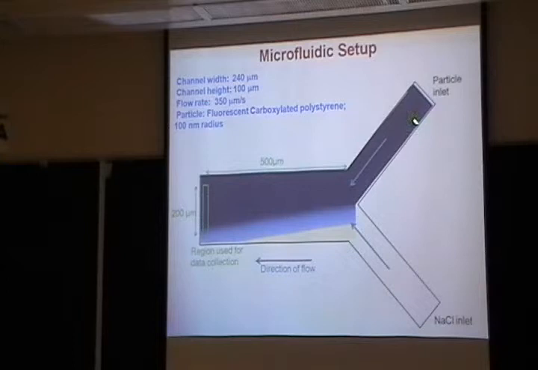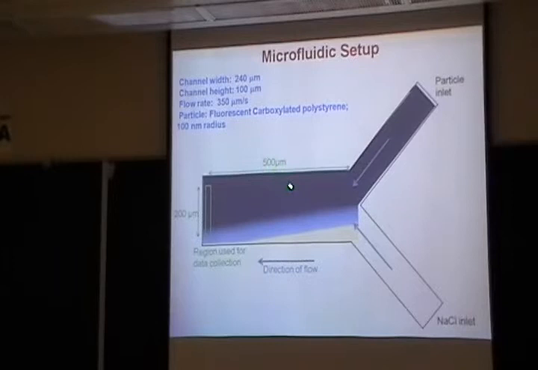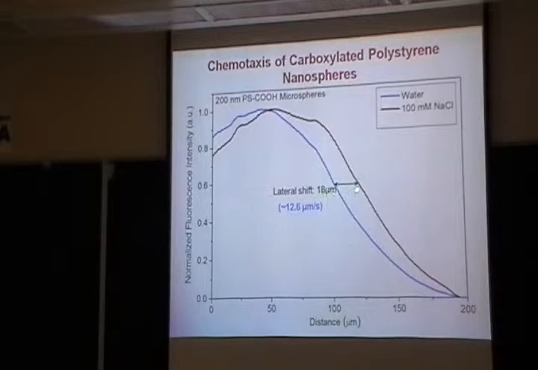And the question is, are the particles going to break out of the flow and move transversely in response to the salt gradient? Now, of course, there's going to be some diffusional movement across. We know that. So the question is, is there above and beyond that diffusional movement an extra movement in response to the salt gradient? And so what you do is you fluorescently tag the particles, and you look at how much extra it moves transversely. In this particular experiment, at a distance of 100 microns from the source, it moves over 18 microns, which translates to 12.6 microns per second.